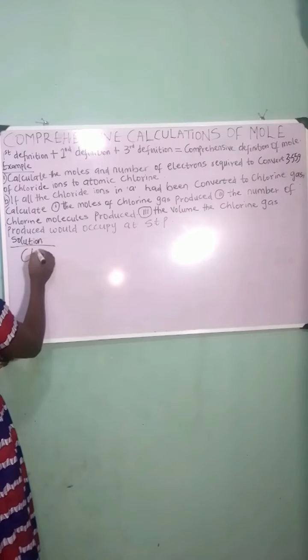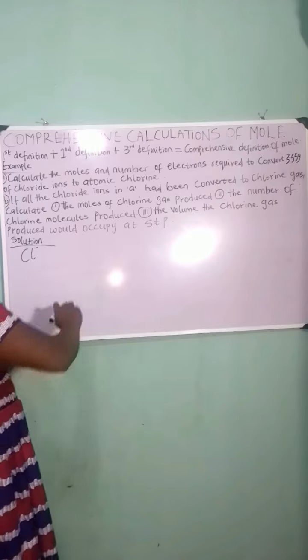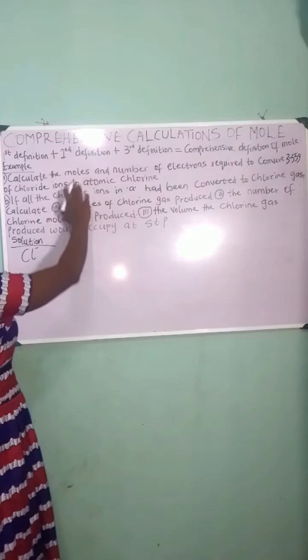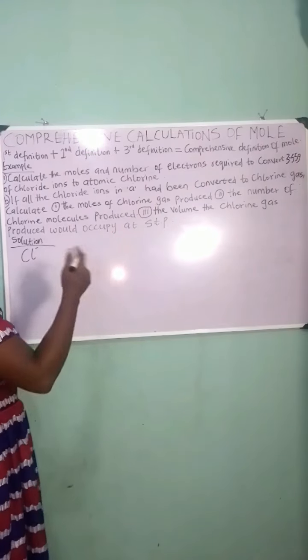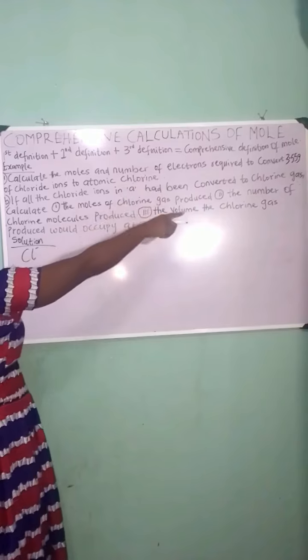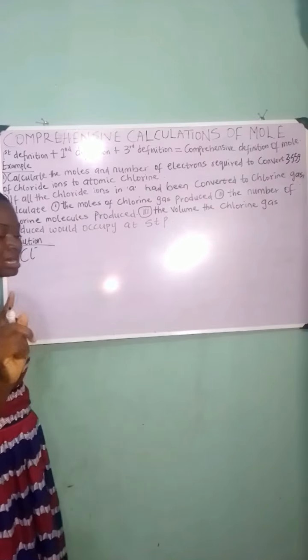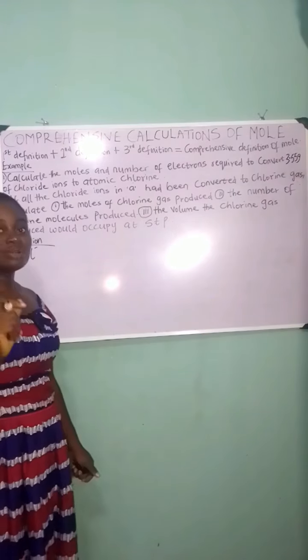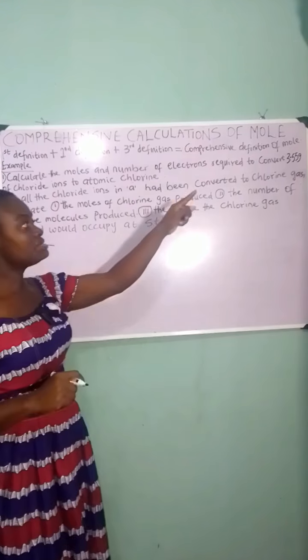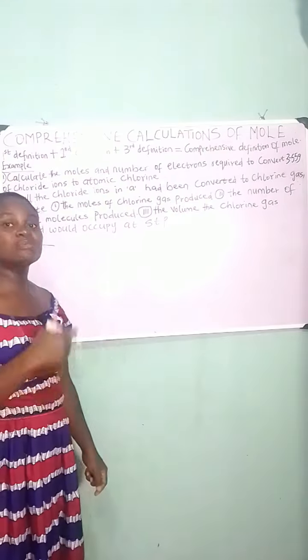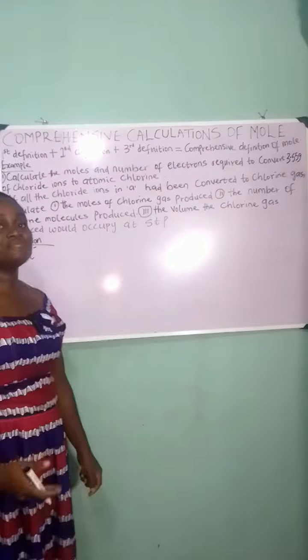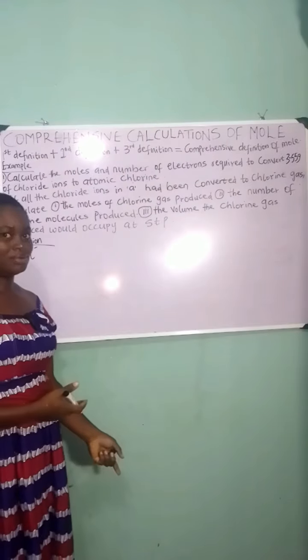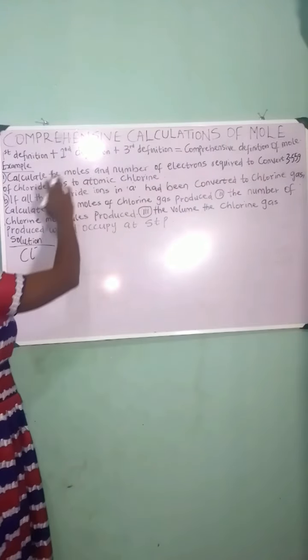This is the chloride ion. So they said, what is the number of moles? That is the first question. And secondly, the number of electrons required to convert. They gave us the mass of the chloride ion, which is 3.55 grams. And you know that mole is equal to mass over molar mass. We'll get the mole, and that basically answers this question for us.